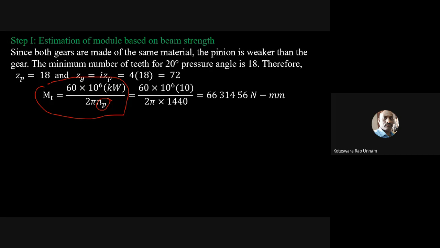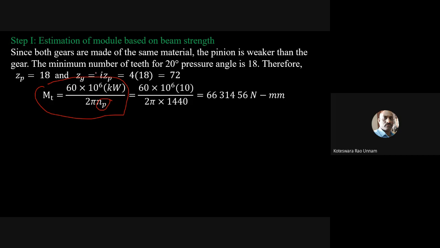Bottom clearance values are given. Pitch circle diameter formulas are given. D1 is equal to m into Z1 and D2 is equal to m into Z2. Then tip circle diameter means addendum circle diameter. Root circle diameter means dedendum circle diameter. Those are also given. Then transmission ratio I.